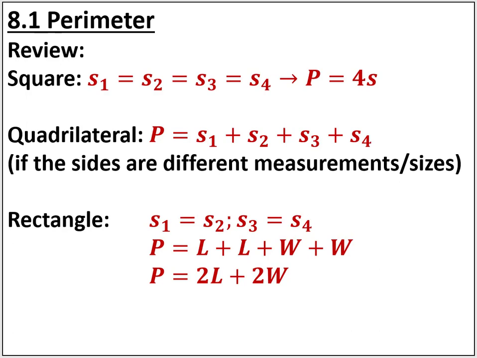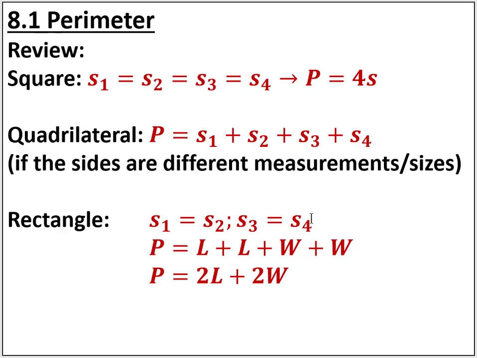So instead of using side 1, side 2, side 3, and side 4, we're going to use length and width of a rectangle. We're going to use L to represent length, and we're going to use W to represent width. So as I mentioned before, side 1 is equal to side 2. So we have length here and length here. Since they're the same, we're going to put them twice for side 1 and side 2.